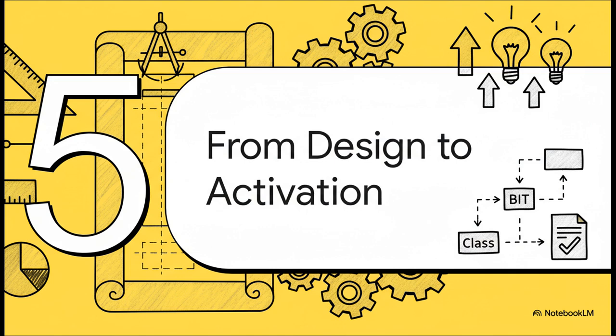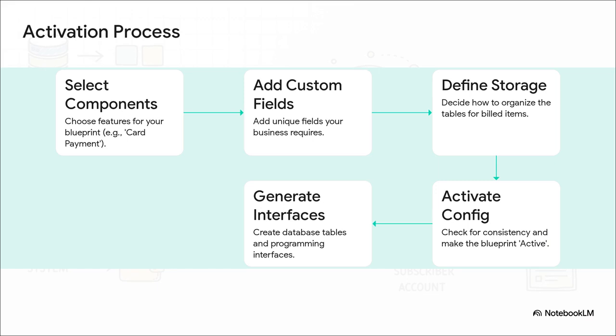Okay, so we've established we're the architects. We're building these blueprints. But how? What does that process actually look like? Let's do a quick run-through of the steps from that first sketch to a fully working, activated BIT class. It's a really structured step-by-step process. First, you pick your components. That's like choosing the rooms for your house, like saying, I need a payment room. Then you can add your own custom fields for anything unique to your business. After that, you decide how you want to store the data, kind of like setting up your filing cabinets. And then the big moment. You run a check to make sure it all makes sense, and you hit activate. That's the magic switch that generates all the database tables and interfaces, making your blueprint a real thing.